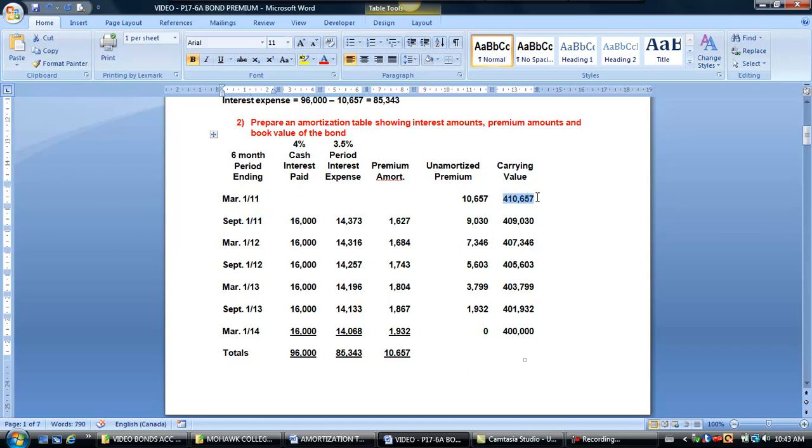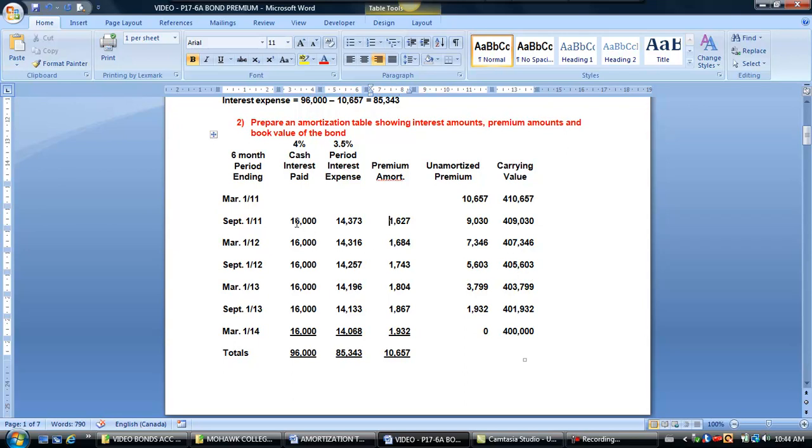So we take the carrying value to open the 6-month period ending this date and multiply it by our semi-annual market rate. We always calculate interest expense using the market rate. In this case that market rate is semi-annual, because we're paying interest semi-annually. So we'll get $14,373. The difference between the interest that you're paying and the interest expense during that period is going to give you the amount of the premium that you've amortized.